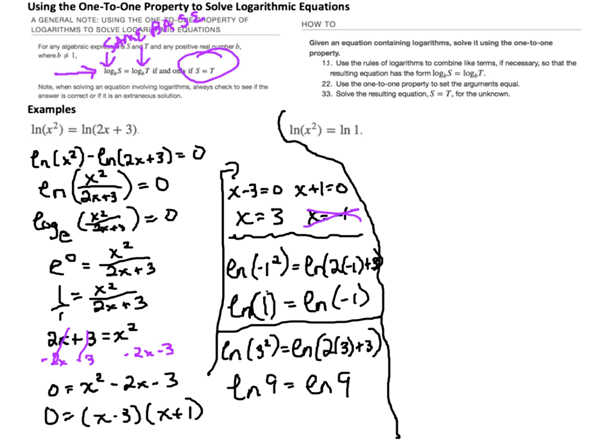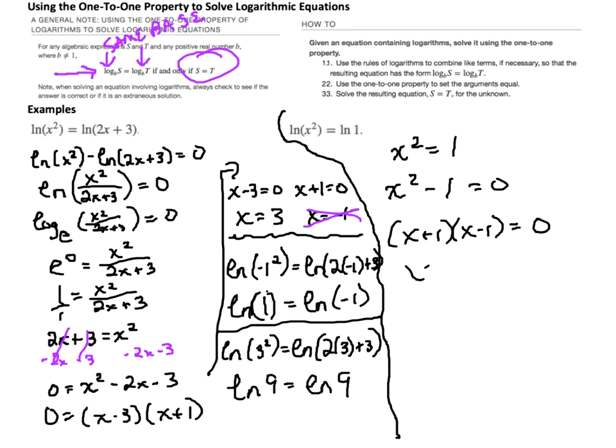Okay, so this next one, we'll just use this property. Since I'm taking the ln of both sides and I have nothing else going on, I can go ahead and say x squared equals 1. I can equate what I'm taking the log of. x squared minus 1 equals 0. This is x plus 1 times x minus 1, a difference of squares. x plus 1 equals 0, x minus 1 equals 0. Here x is -1. Here x is 1.